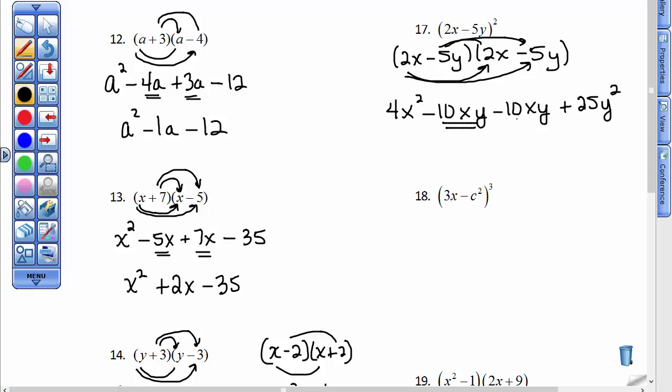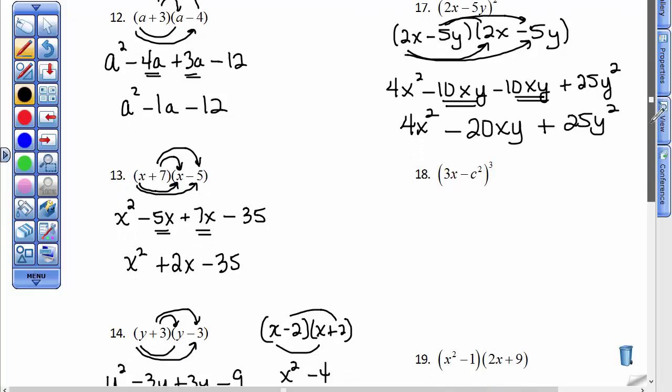Finally, don't forget, these are like terms because they both have an xy. Their powers are the same. They combine to a minus 20xy. I'll bring the 25y squared down. I'll bring this 4x squared down, and I'm all done. So often, if people don't write this one out twice, they'll get 2x times 2x is 4x squared, and 5y times 5y is 25y squared, but they may not get that middle term.